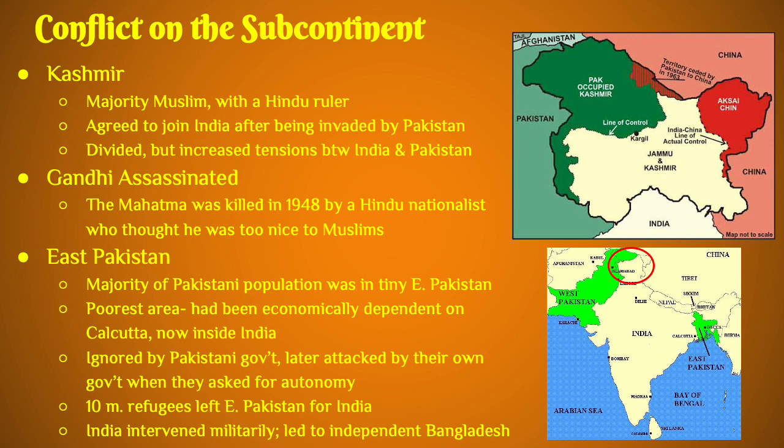They got attacked by their own government when they asked for some autonomy. And because of a lot of other issues, you end up with 10 million refugees leaving East Pakistan and entering India. And that was just not a situation that was going to be able to continue. And so India finally intervened militarily, went after the Pakistani forces in East Pakistan and threw them out. And as a consequence, we get an independent country now. East Pakistan becomes the nation of Bangladesh.